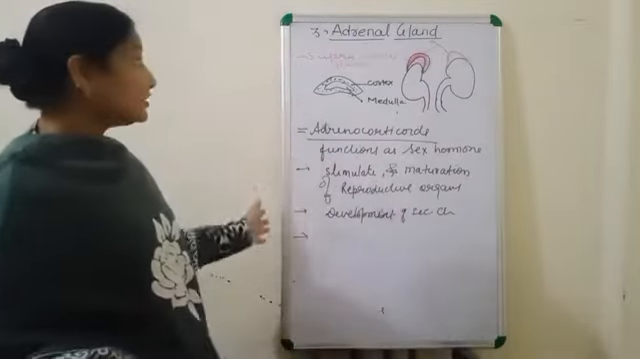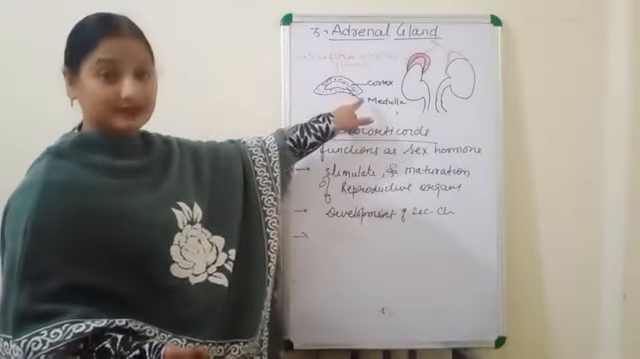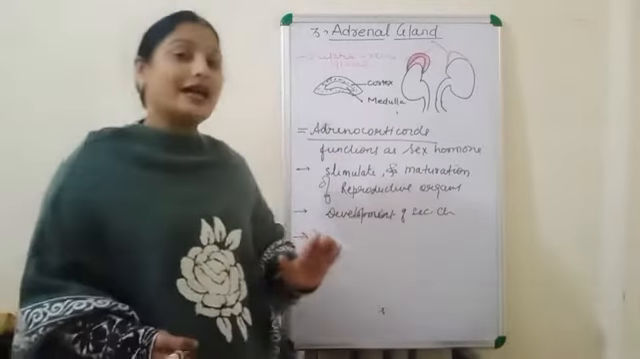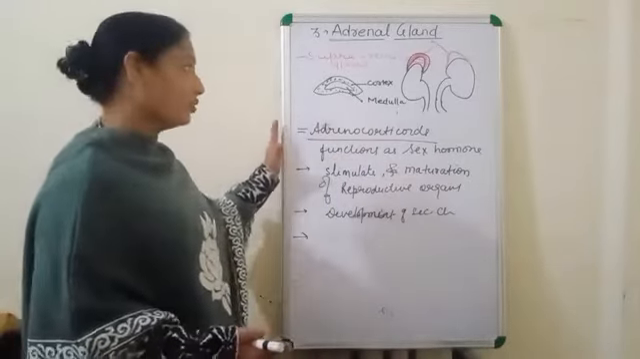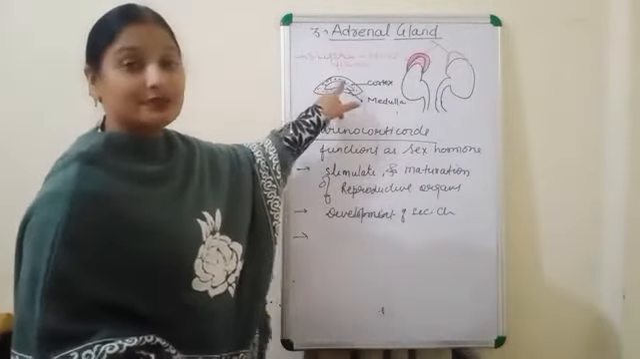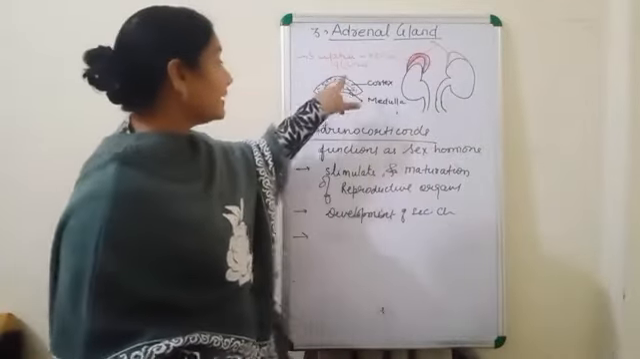Okay, so this is all about the hormones secreted by the cortex region, that is mineralocorticoid, glucocorticoid as well as adrenocorticoid. Now we will see the hormone which is secreted by the second part of the adrenal gland, that is the medulla.